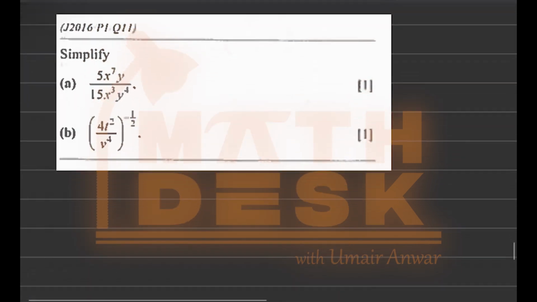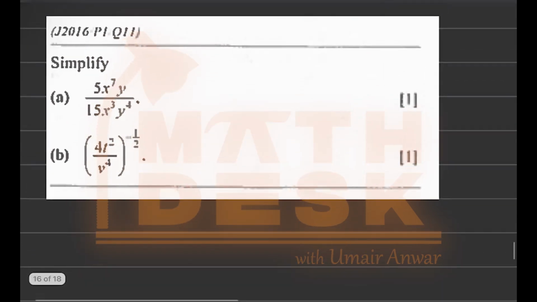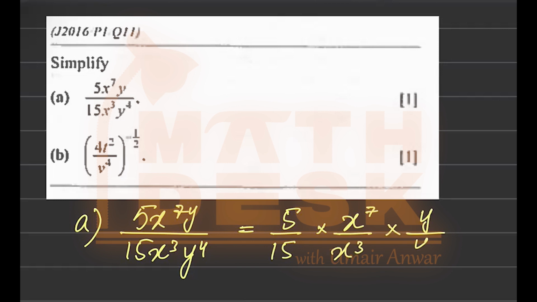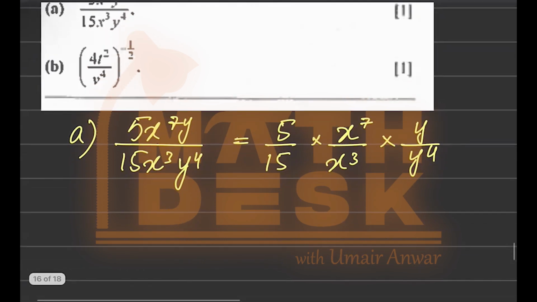Okay, this is the next question. In part A, we need to simplify 5x raised to 7y upon 15 x cubed y raised to 4. 5 upon 15 multiplied by x raised to 7 upon x cubed multiplied by y upon y raised to 4. 5 1s are 5, 5 3s are 15, so we get 1 upon 3.